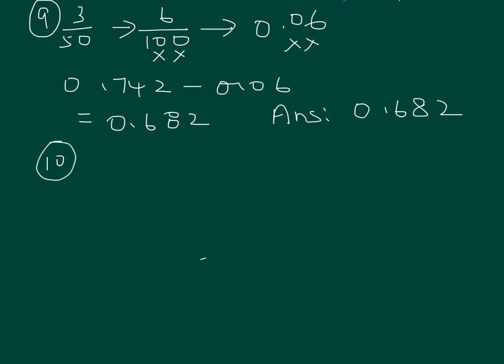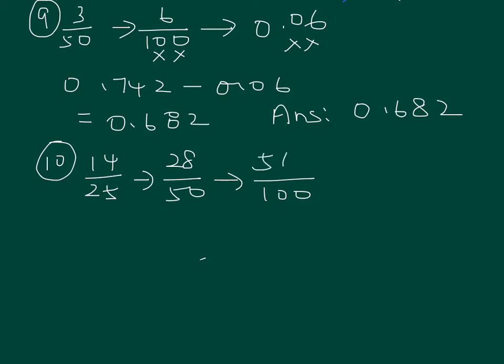We move on to question 10. In Udi's school, 14 over 25 of the pupils wear spectacles. What percentage wear spectacles? So 14 over 25 is the same as 28 over 50. Always remember, converting a fraction to a percentage, you try to make it over a denominator of 100, and this will give you 56, and this answer is 56%. So question 10, my answer is 56%.